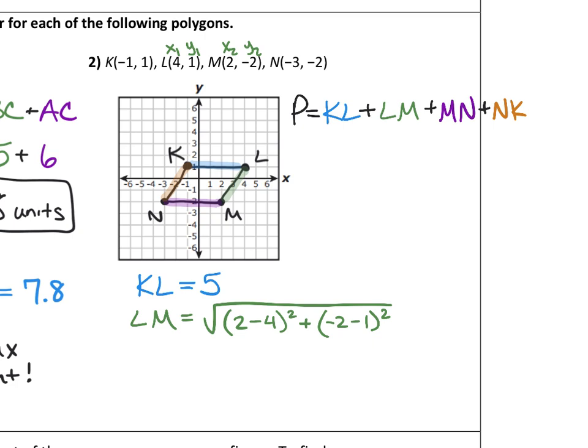Okay, what did you get when you typed this in? 3.6. Very good. Remember, for perimeter today and for area today, we're going to round to the nearest tenth. It might be different instructions later. Okay, great. MN is the next one we need to find. Do we have to use the formula for MN? No, we just count. How far is it? Five. Okay, great. Now we just have that last distance KN to find.